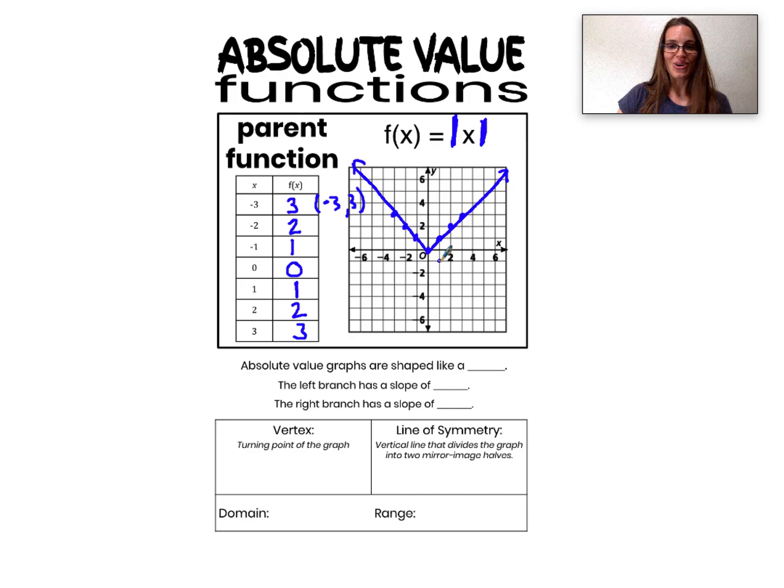We don't have a fancy word for this general shape. We just say the absolute value graphs are shaped like a V. Absolute value graphs are V-shaped.